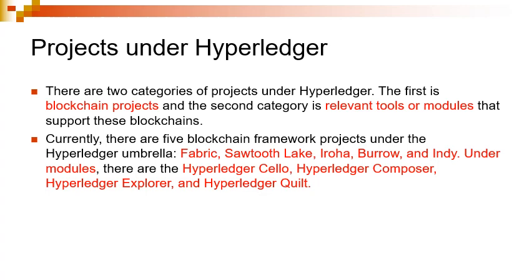So currently there are 5 blockchain frameworks under the Hyperledger umbrella: Fabric, Sawtooth Lake, Iroha, Burrow, and Indy. And under modules, there are Hyperledger Cello, Hyperledger Composer, Hyperledger Explorer, and Hyperledger Quilt. So there are the frameworks. These frameworks can be used to design and develop blockchains for industries, and there are modules, and we can select the modules as per our requirement.